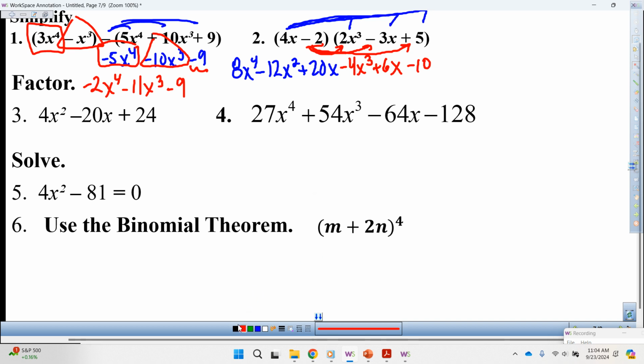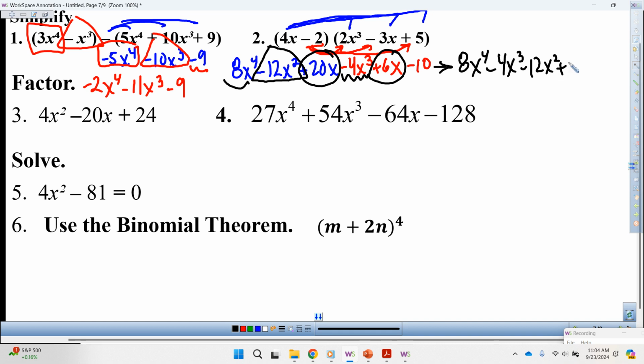Next, combine like terms. We got 8x to the 4th. Then we got negative 12x squared. Are there any other? No. However, hold on. Let me do the cube first. Negative 4x cubed. Then the negative 12x squared. And then we combine 20x with 6x. That gives us positive 26x minus 10. Hands if you got that by yourself. Some of y'all, okay?